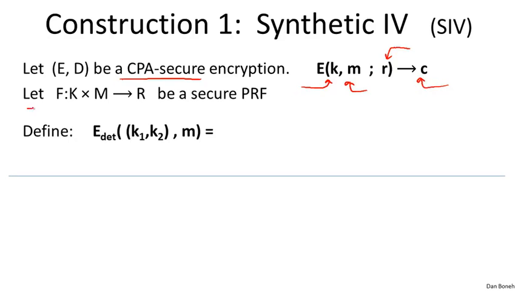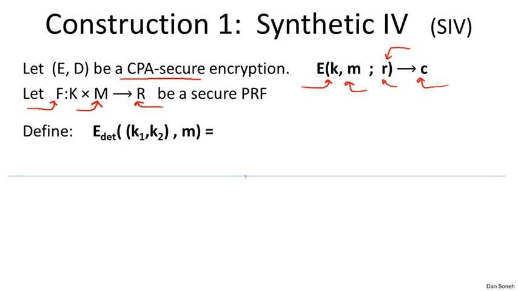Now, in addition, we're also going to need a pseudo-random function F that takes arbitrary messages in the message space and outputs strings r that can be used as randomness for the CPA secure encryption scheme. So the little r is actually a member of the big R set. We're going to assume F is a pseudo-random function that maps messages to random strings.